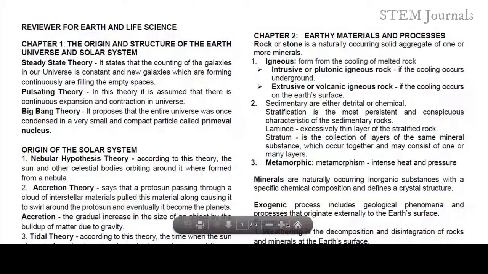For our chapter 1, we're going to discuss the origin and structure of the Earth, universe, and our solar system. Today we are going to discuss the different theories on how our universe and solar system formed. Does anyone here wonder how our universe formed? Or do you have any idea how our universe formed? Anyone familiar with the three theories that you can see on the screen?